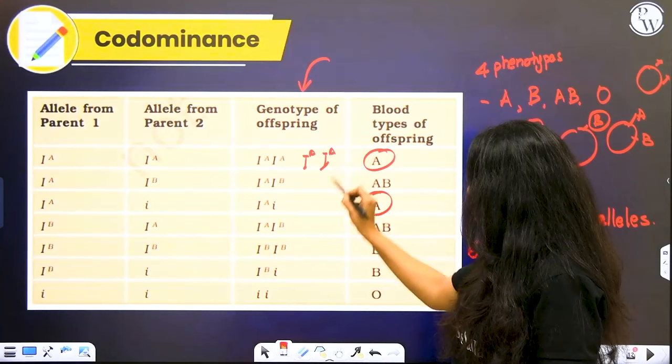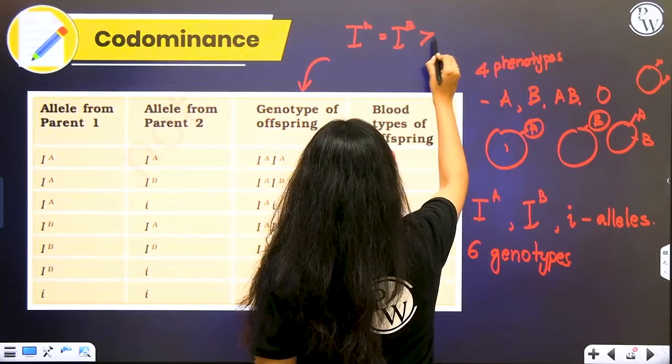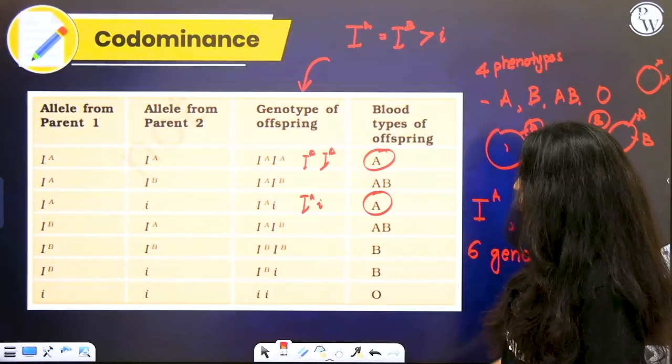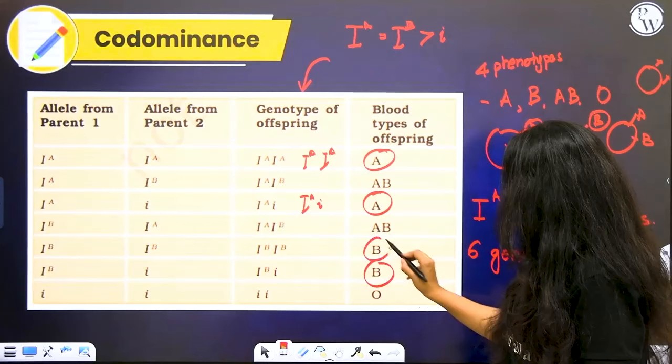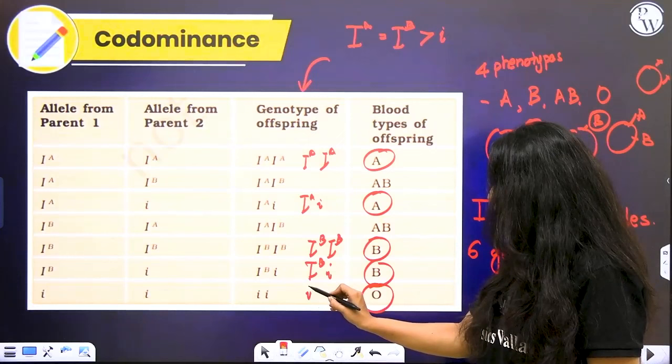Over here, IA and IB are equivalent. Lowercase i is recessive. Since lowercase i is recessive, here also it will be A blood group. Similarly, for B blood group, it can either be homozygous dominant IB, IB, or heterozygous IB, i. If you take O blood group, both are recessive, so it's homozygous recessive.